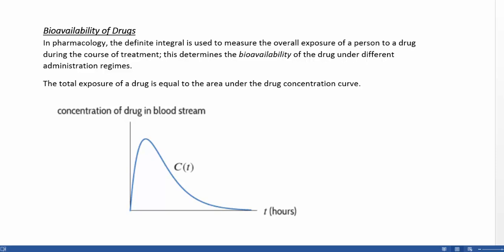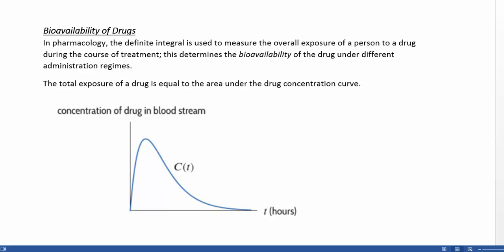Bioavailability of drugs. So in pharmacology, the defined integral is used to measure the overall exposure of a person to a drug during the course of a treatment. So this is what's called the bioavailability of the drug. As you can imagine, if you're giving someone a drug where you want to minimize exposure, say you're doing radiation treatment or something where whatever you're exposing them to is not great for their overall well-being, but targeted to help one specific part, you want to keep the bioavailability down.